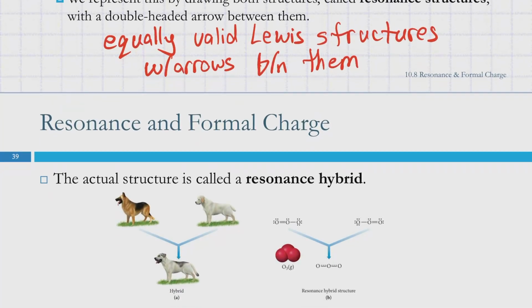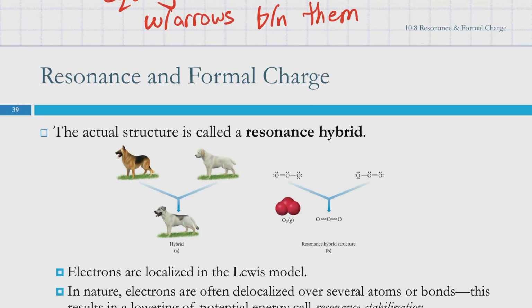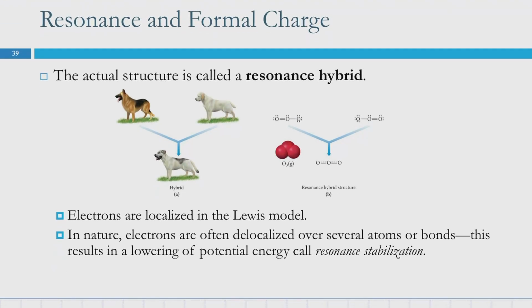So the actual structure, the way that it really exists, again, is a hybrid. And we call it a resonance hybrid. It's similar to if you take 2 cats and breed them together, you would get a cat that is kind of a hybrid with the characteristics of the 2 parent cats. So our 2 structures that we had, the ones that I drew out earlier, in reality, it's like a 1.5 strength bond between each of the oxygens. Instead of a single bond and a double bond, it's like a 1.5. They're sharing those electrons.